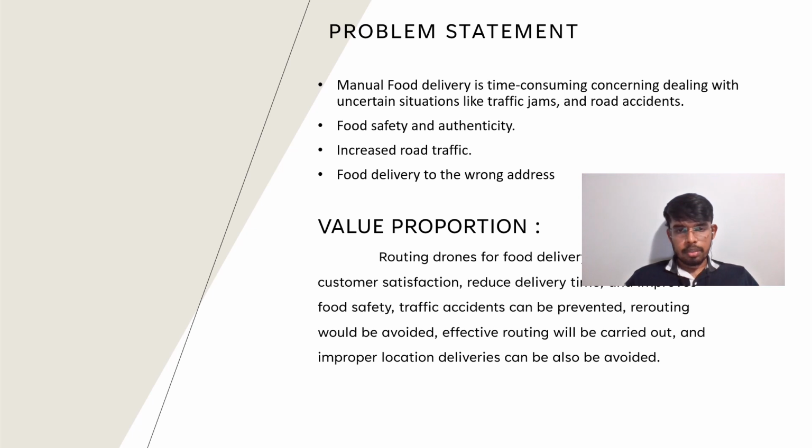Now we are going to see the problem statement. Manual food delivery is time consuming due to traffic jams and road accidents, and manual food delivery seems likely to increase road accidents and traffic jams in the future. Not only that, food safety and authenticity are also affected if the food is not delivered within a proper time constraint. There seems to be increased road traffic, and food delivered to the wrong address happens often.